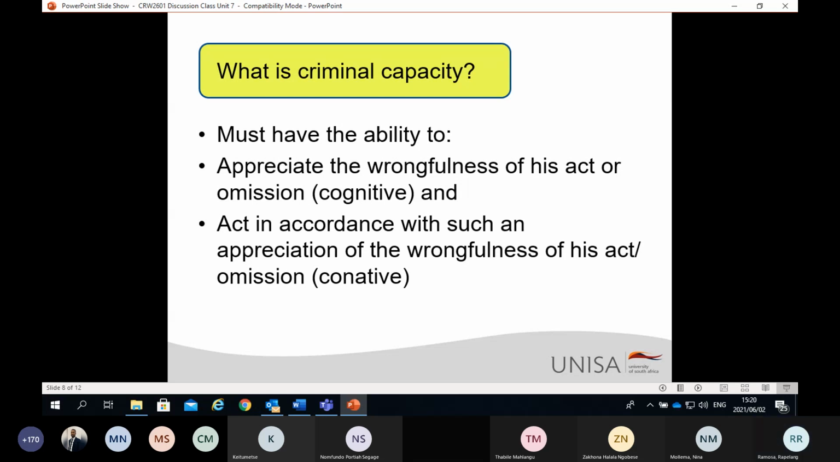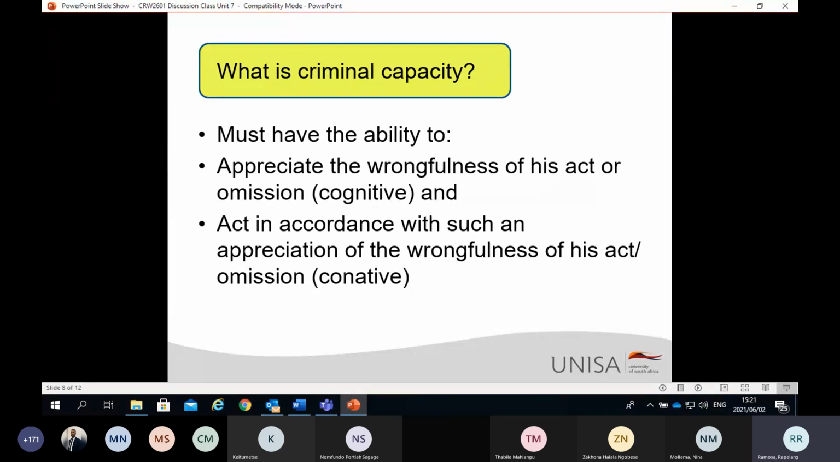So criminal capacity refers to mental abilities, whereas intention, which we'll cover later on, focuses on knowledge or awareness, someone's state of mind when performing the unlawful act. That's the focus of intention.